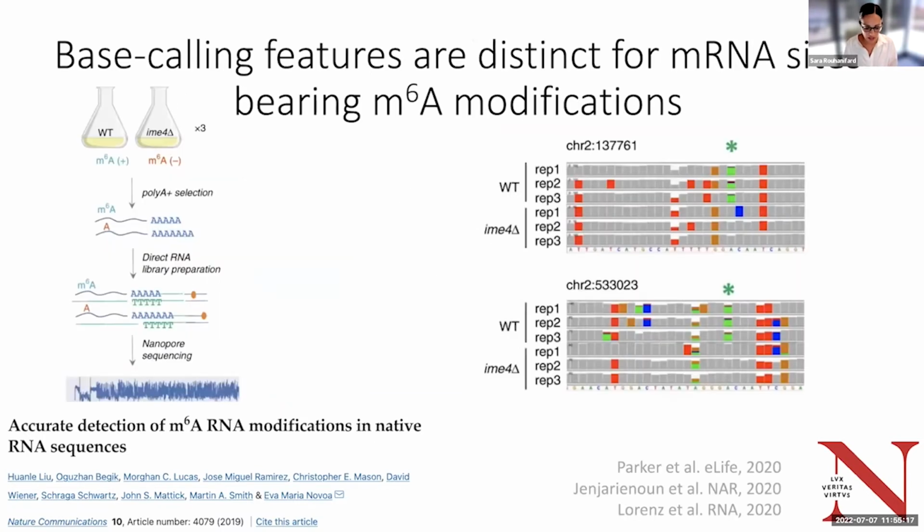So what they did was they extracted mRNA and sequenced for yeast using wild type and IME4 knockout yeast strains that lack M6A. So the green asterisk that you're seeing on the right is highlighting the M6A modified nucleotide in the wild type and not in the knockout strains. So you can see that this base calling error faithfully shows you where the M6A modification is, and it's not showing up in your knockout strain. So first we distinguished M6A using current deviations and then distinguished using a base calling error.